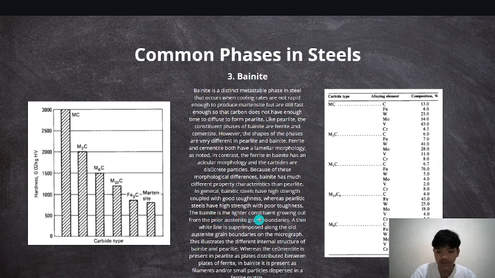The bainite is the lighter constituent growing out from the prior austenite grain boundaries. A thin white line is superposed along the old austenite grain boundaries on the micrograph. This illustrates the different internal structure of bainite and pearlite. Whereas cementite is present in pearlite as planes distributed between plates or lamellae, in bainite it is present as filaments and or small particles dispersed in a ferrite matrix.